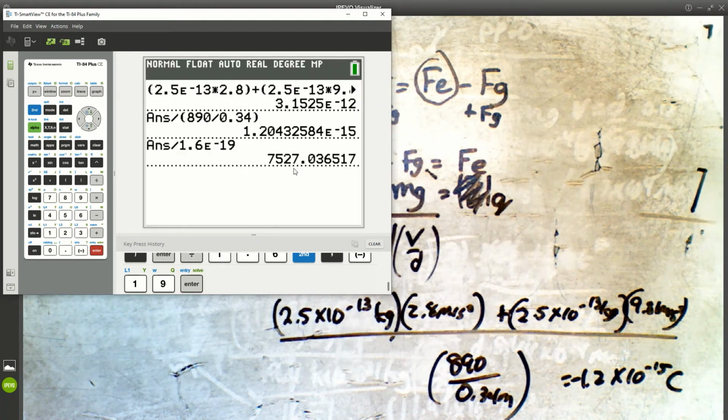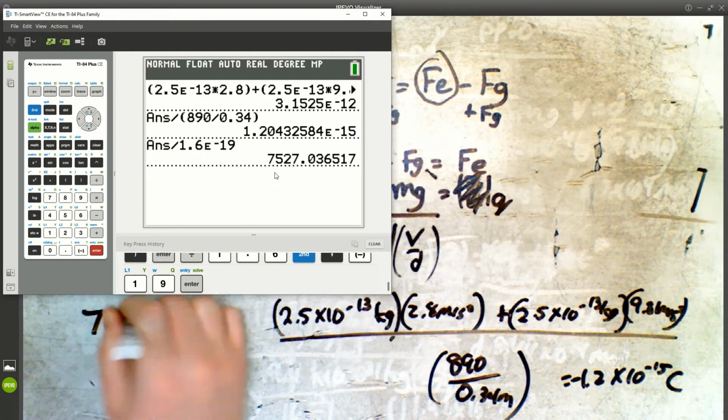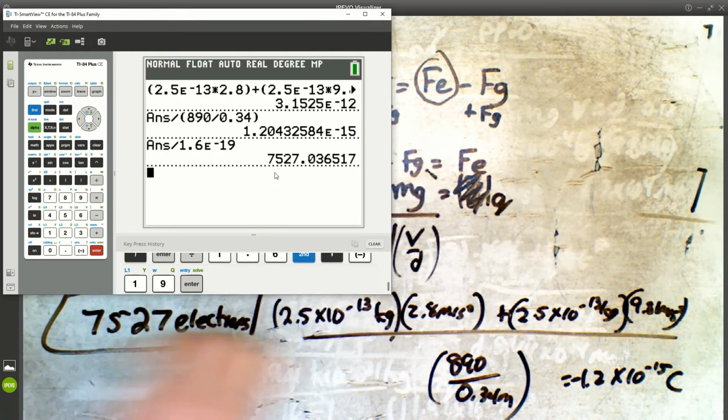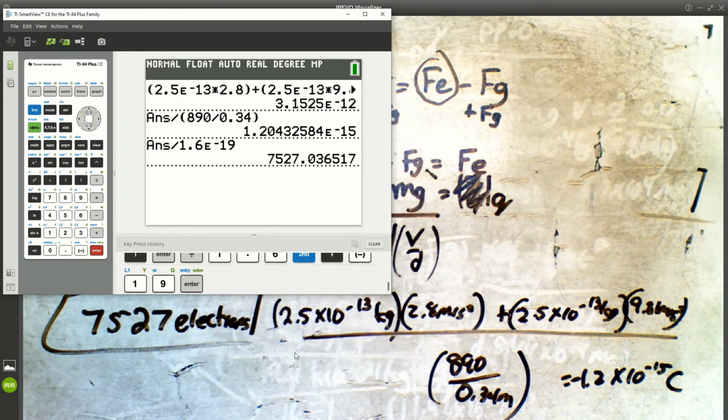So in terms of sig digs, because electrons are quantum, you can have 1, you can have 2, but you can't have 0.03. Because of rounding, we're never going to get the perfect answer, but the best answer for this is 7527 electrons. Don't ever do a decimal when finding the number of excess electrons because you can't have less than one. It's the smallest possible charge, it's quantum.